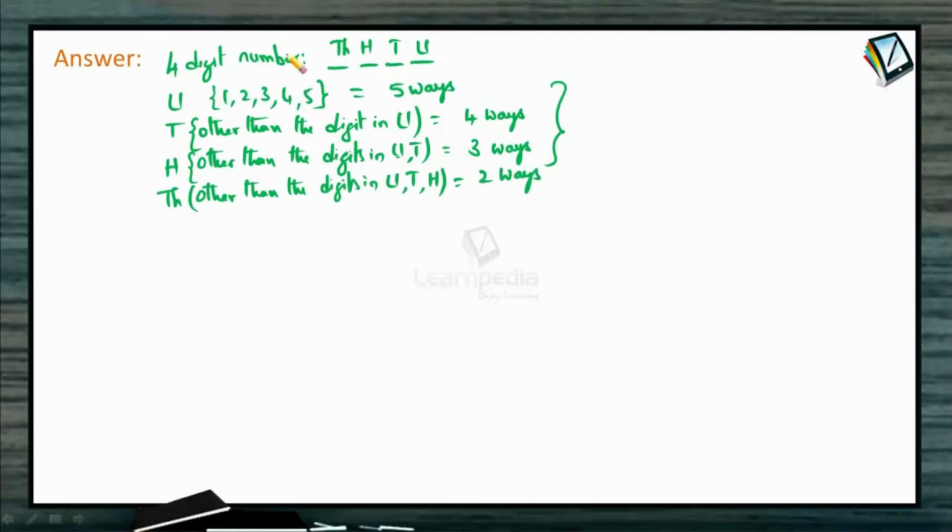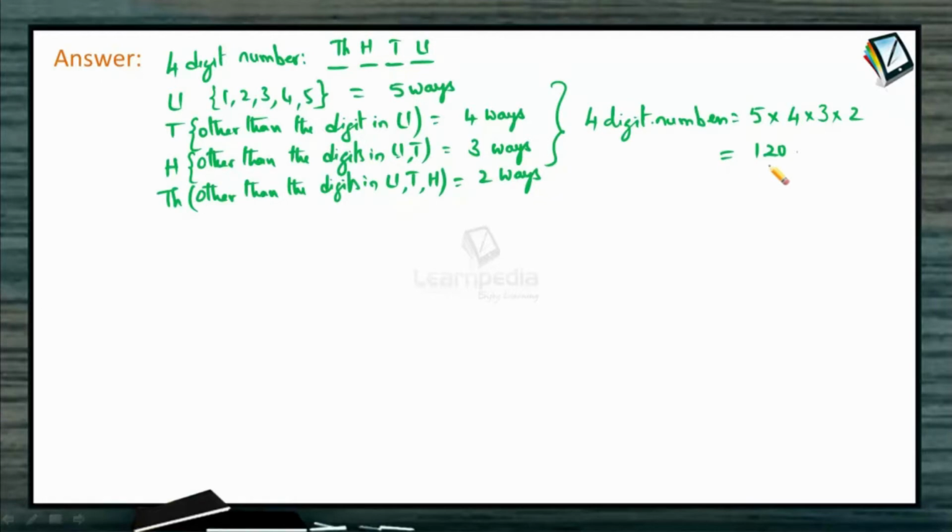Now in order to form a 4-digit number, we need to arrange the units place, which can be done in 5 ways, and the tens place, which can be done in 4 ways, and the hundreds place, which can be done in 3 ways, and the thousands place, which can be done in 2 ways, and this is converted to multiplication, right? So this is possible in 120 ways.